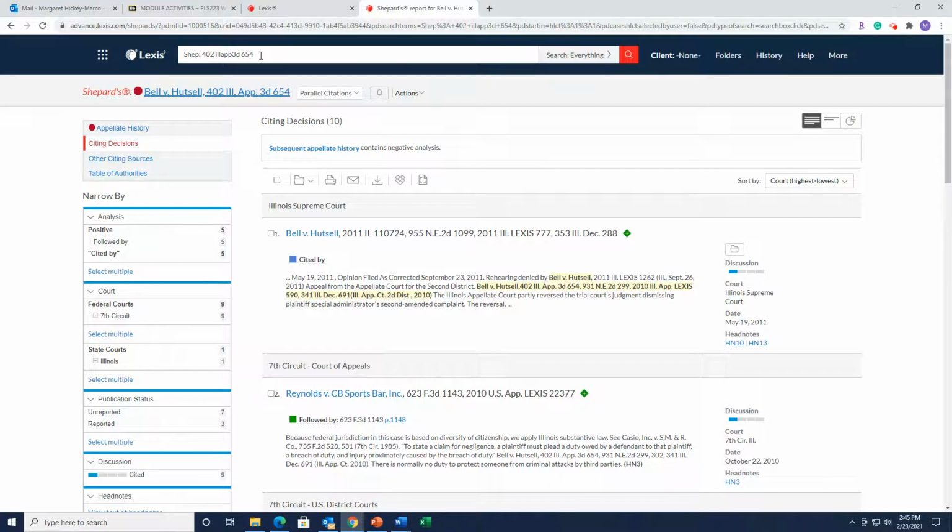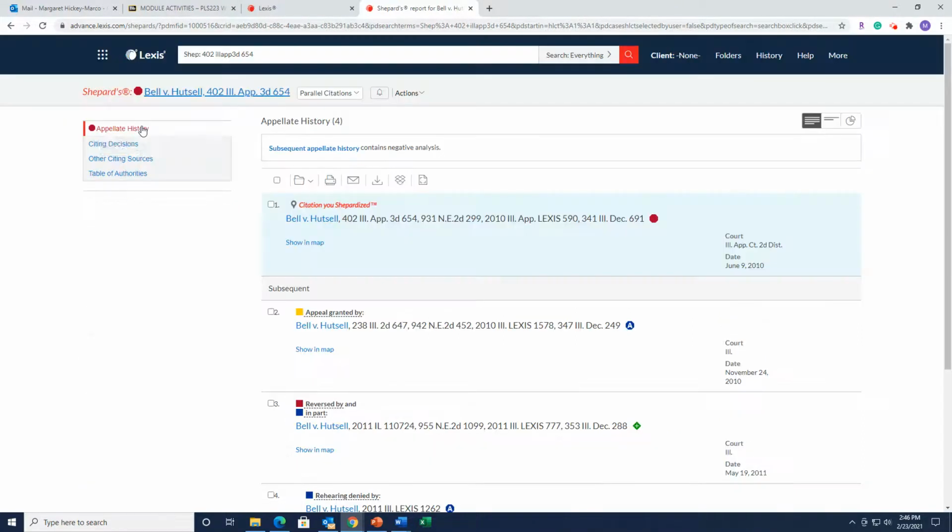This might look familiar from earlier research we did in this class, but look, oh, this is a bad one. I've got a stop sign. Where does the stop sign come from? Look, it comes from my appellate history. So this is an Illinois appellate court case, and something must have happened on the Supreme Court level.